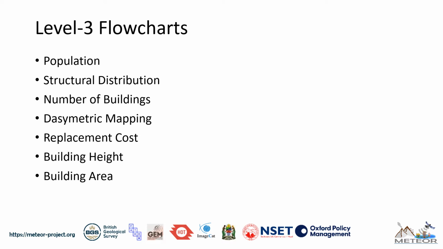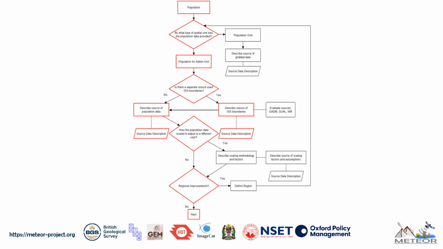Each flowchart asks a series of questions that helps identify the data and processing step required for determining the population, structural distribution, number of buildings, if dasymetric mapping is possible, replacement cost, building height, and building area. Here is a modified population flowchart that traces the data processing steps taken for Tanzania.